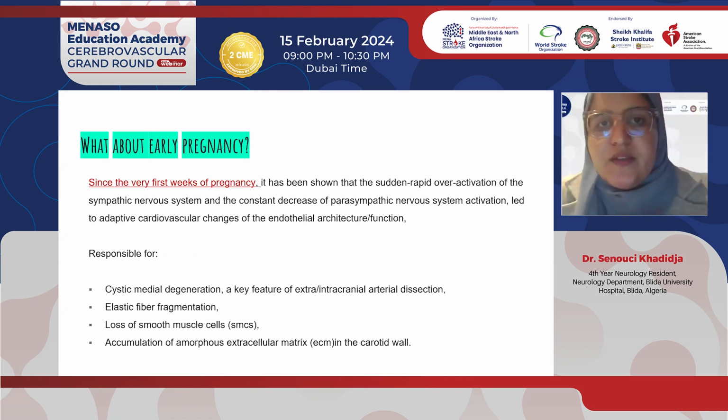Since the very first weeks of pregnancy, it has been shown that the sudden rapid overactivation of the sympathetic nervous system and the constant decrease of the parasympathetic nervous system activation led to adaptive cardiovascular changes of the endothelial architecture and function. I have to add that beta HCG doubling every 48 hours in the first 12 weeks of pregnancy is also a factor for modulating endothelial architecture, leading to cystic medial degeneration, elastic fiber fragmentation, loss of smooth muscle cells and accumulation of amorphous extracellular matrix.